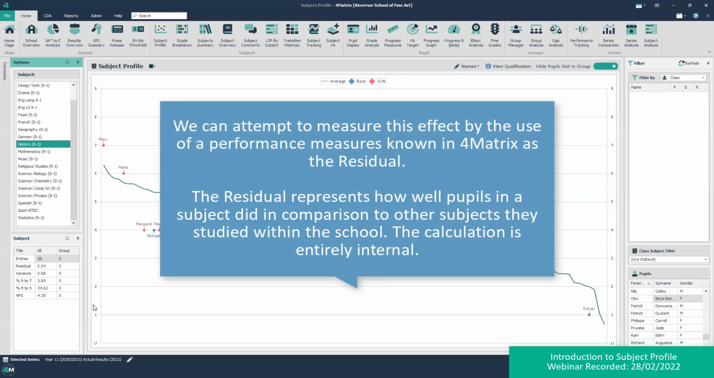We attempt to measure this effect by the use of a performance measure known in 4Matrix as the residual. So the residual represents how well pupils in a subject did in comparison to other subjects they studied within the school. So the key thing to understand at this point is that the calculation is entirely internal. So it does not compare against national data at all, in contrast to other measures such as Progress 8.